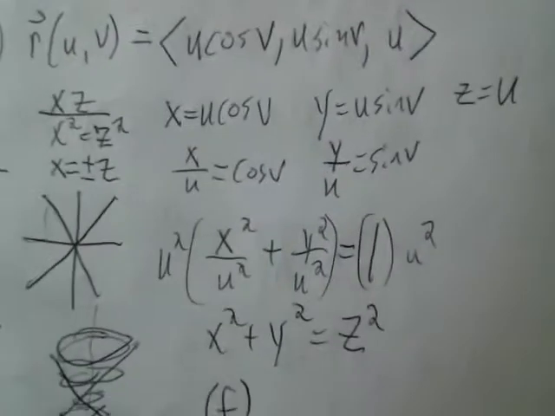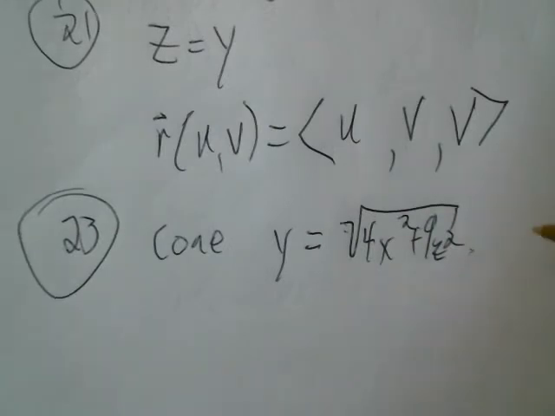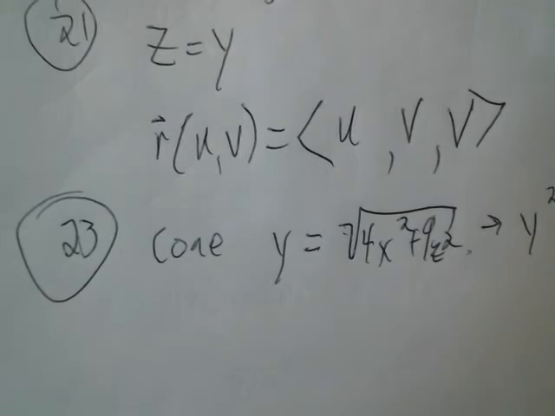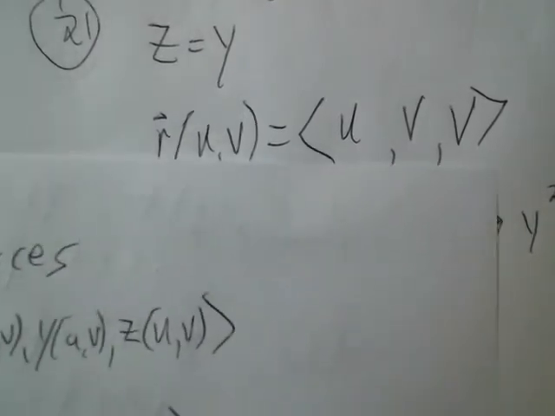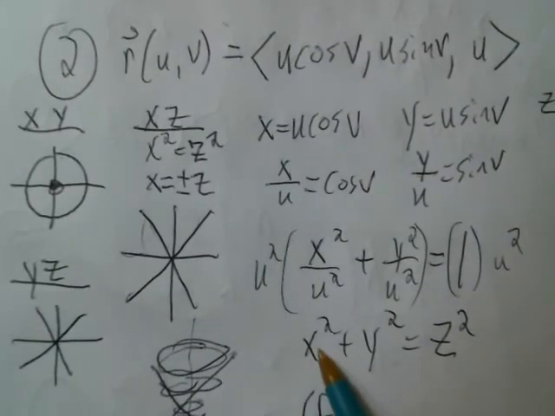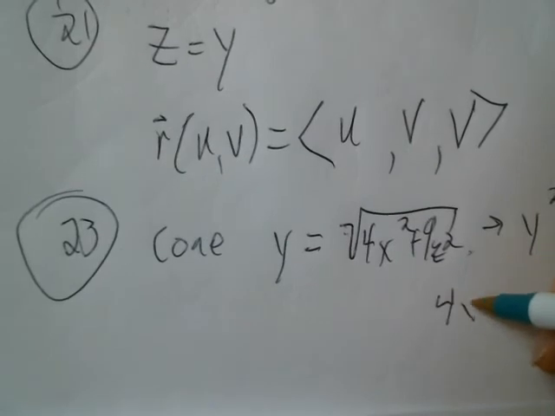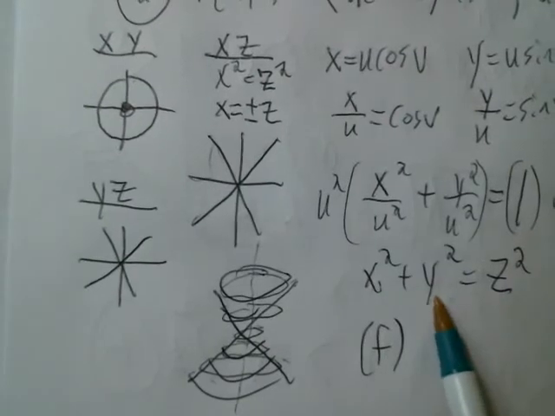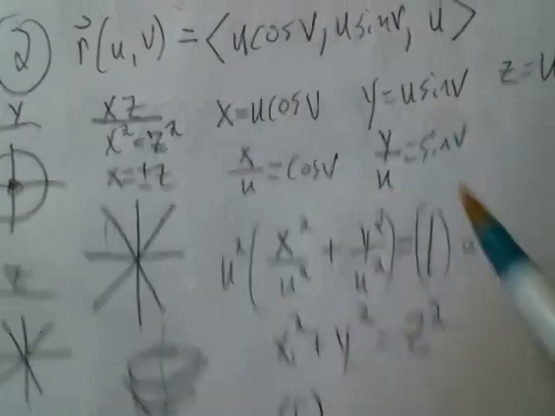So this was x squared plus y squared equals z squared. In this problem, if you square both sides, you get y squared equals 4x squared plus 9z squared. This component is like the x component here, so I want to let 4x equal u cosine v, and then this 9z component is like the y squared component here, so I'm going to let whatever that thing squared is equal u sine v.